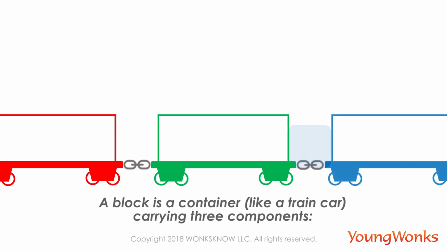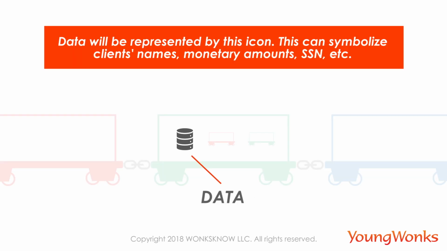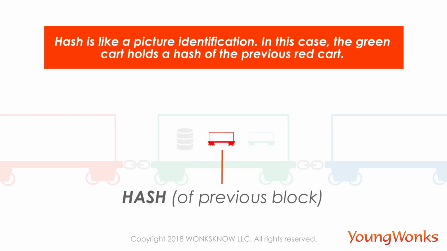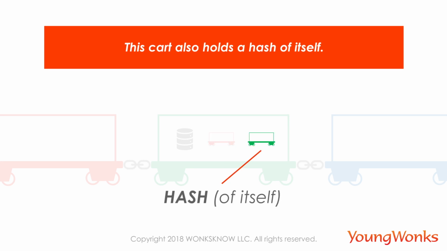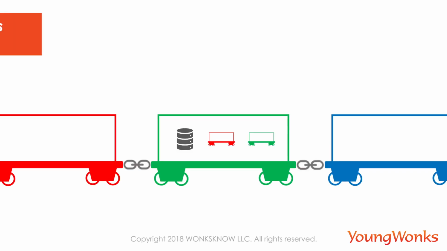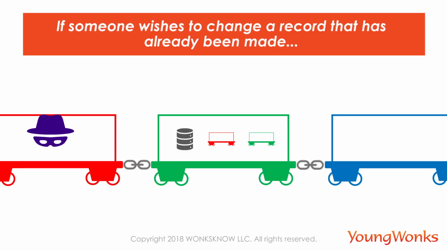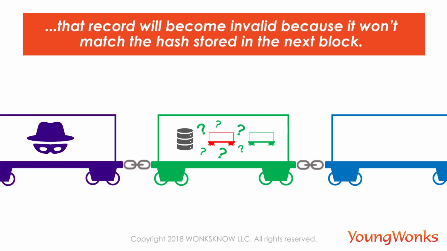A block is a container like a train car, carrying three components. Data. This can symbolize clients' names, monetary amounts, social security numbers, etc. Hash. Hash is like a picture identification. In this case, the green card holds a hash of the previous red card. This card also holds a hash of itself. If someone wishes to change a record that has already been made, that record will become invalid because it won't match the hash stored in the next block.